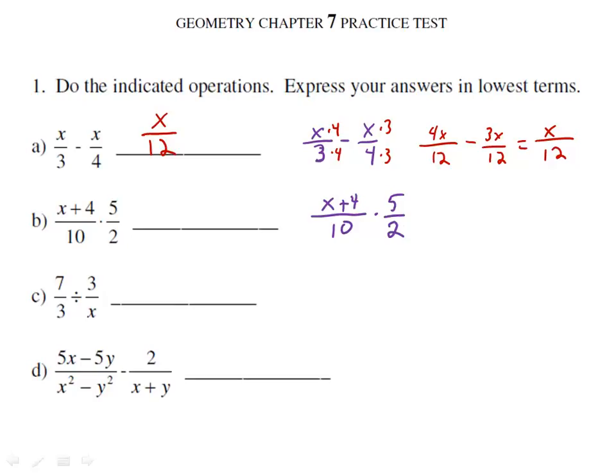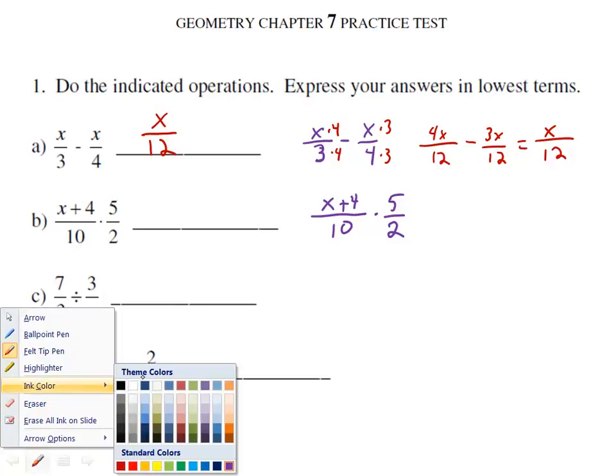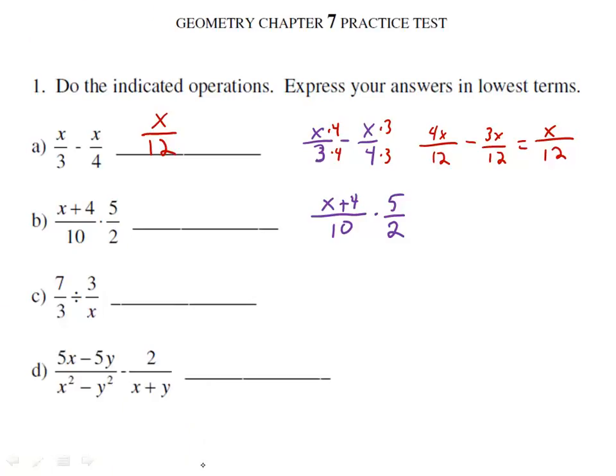Now here's what I would do. I would recognize this fact that I have a common factor between this numerator here and this denominator. 5 goes into both. 5 goes into 5 once. 5 goes into 10 twice. Now I have an easier problem to multiply. X plus 4 times 1 equals x plus 4. 2 times 2 equals 4.